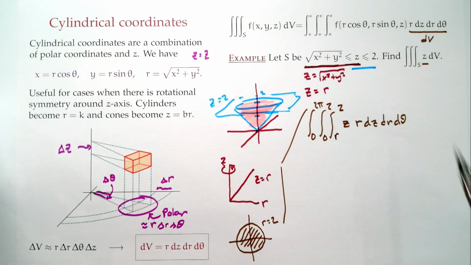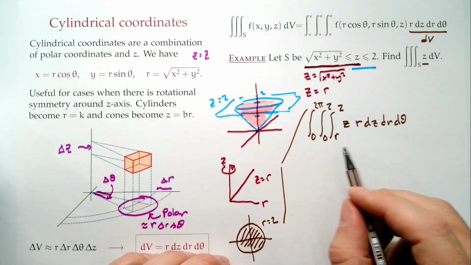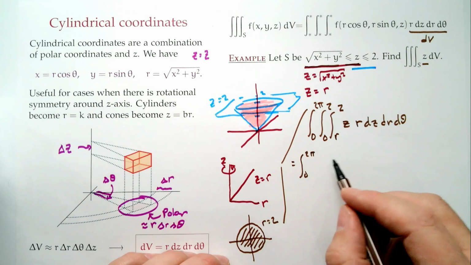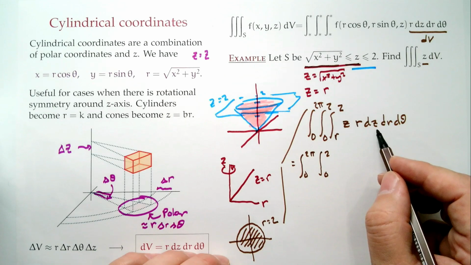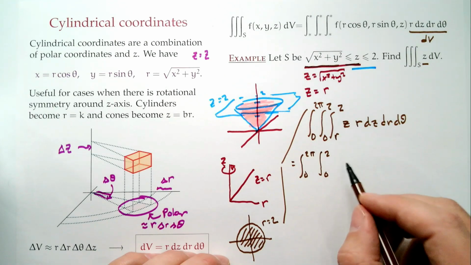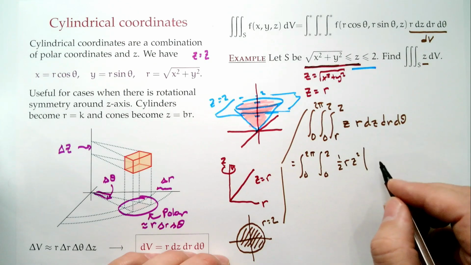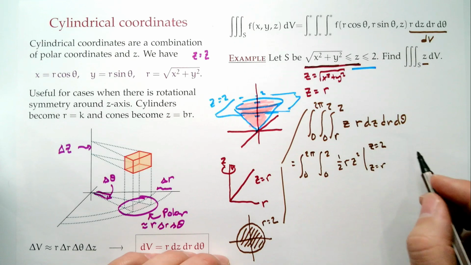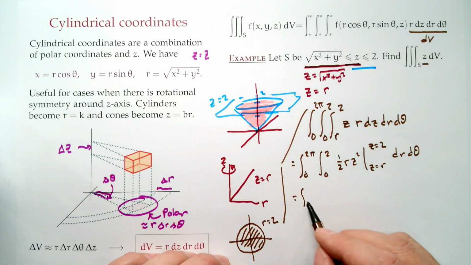All right. Well, it said find, so we'll actually finish this problem. What comes next? Well, time to integrate. 0 to 2 pi. We first integrate with respect to which variable? With respect to the z. So r is a constant. So we're going to end up with 1/2 r z squared evaluated from z equals r to z equals 2, dr d theta.